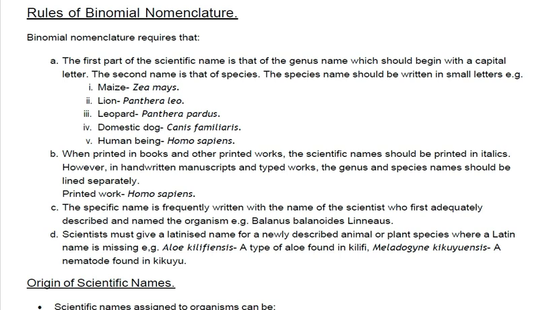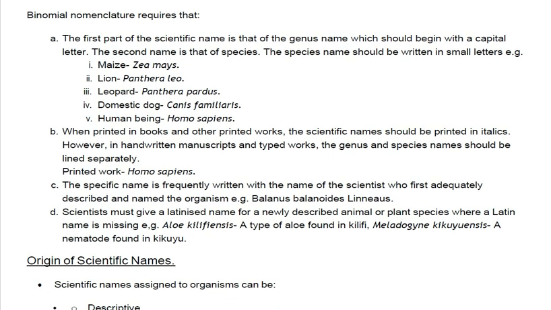B. When printed in books and other printed works, the scientific names should be printed in italics. However, in handwritten manuscripts and typed works, the genus and species names should be underlined separately. Printed work: Homo sapiens.